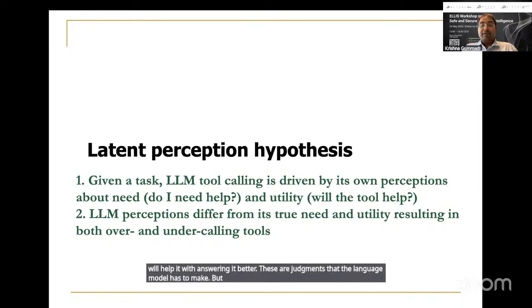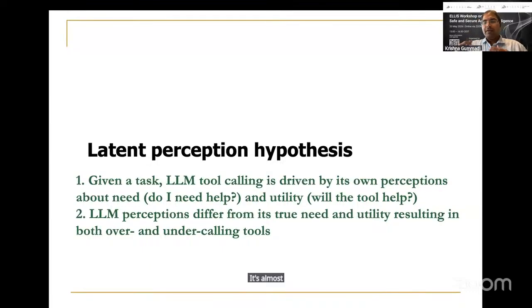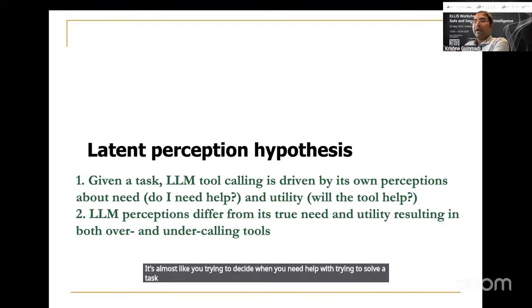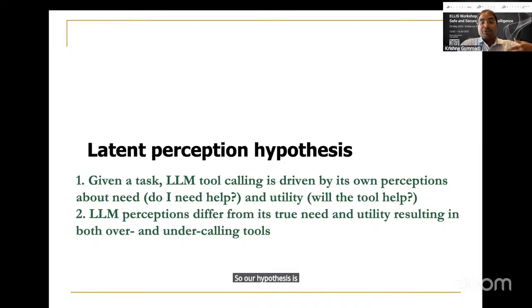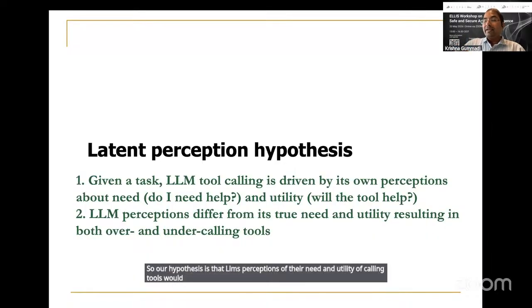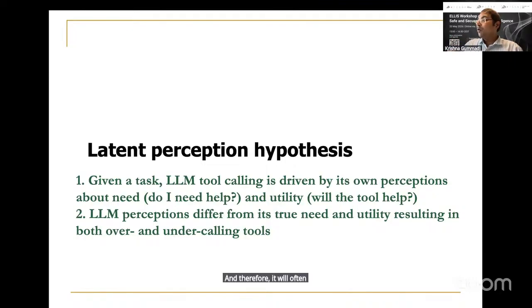But if you think about this, the information for this judgment doesn't exist in a very objective form. It's almost like you trying to decide when you need help with trying to solve a task and who might be the best person to ask for the help. And these are very difficult judgments in general. So our hypothesis is that LLMs' perceptions of their need and utility of calling tools would actually differ from their true need and utility. And therefore, it will often result in these models overcalling or undercalling tools.